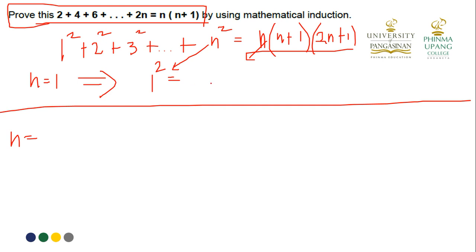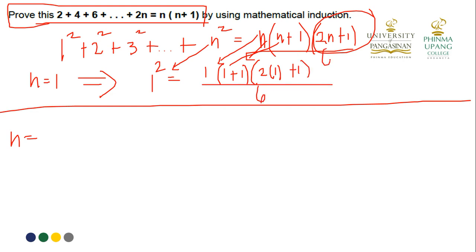1 squared is equivalent to 1. Diba? N, una, N natin is 1. Pangalawa na N. O, di syempre, gagamit ka ng parenthesis. 1 plus 1. Next, ito, 2, 1, plus 1, all over 6, all over 6. Naiintindihan mo? Yes, sir. Yes. Next, ito tayo.